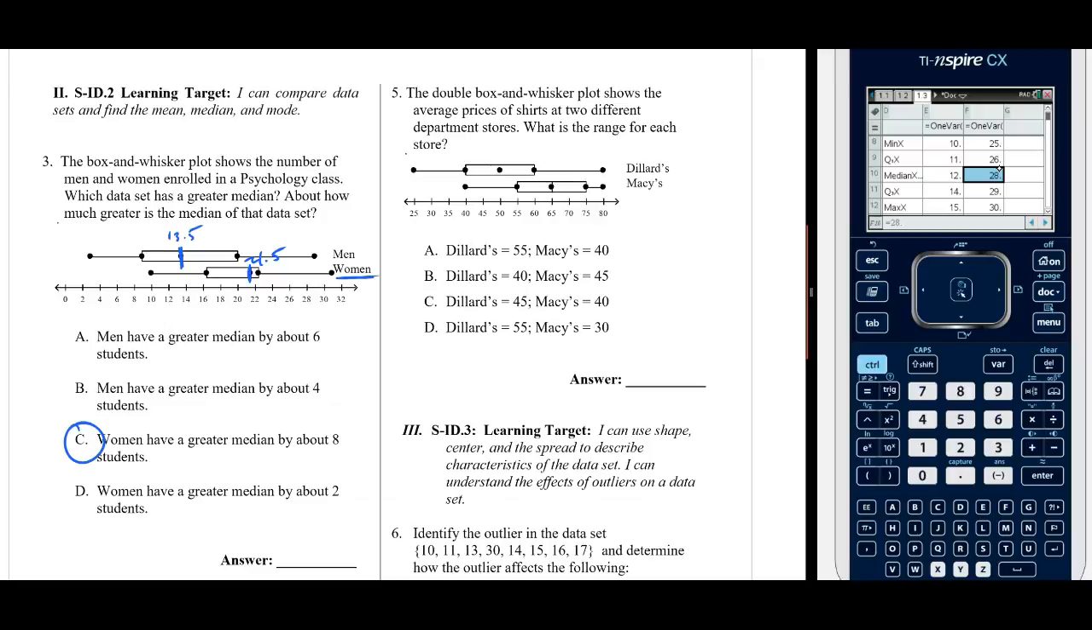Number 5, another double box plot. What is the range for each store? So for Dillard's, the max is 80, the minimum is 25. And for Macy's, the max is 80, the min is 40. So for Macy's, it's 80 minus 40, which is 40. And for Dillard's, it's 80 minus 25, which is 55. So that's going to be A.